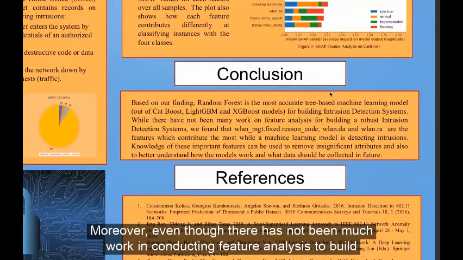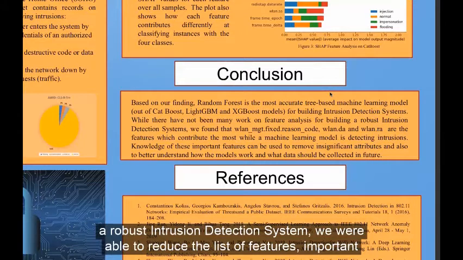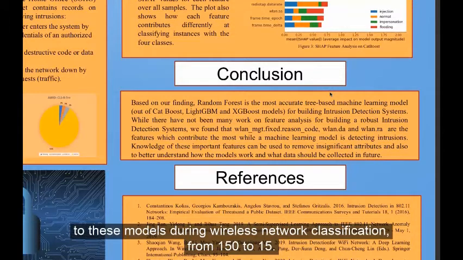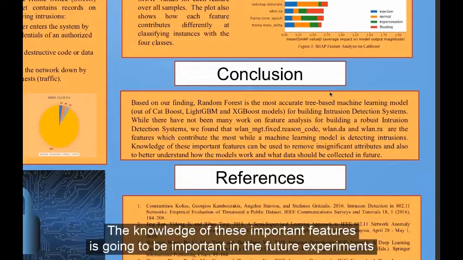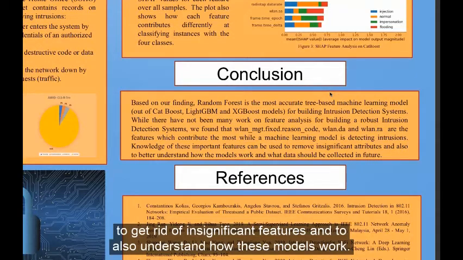Moreover, even though there has not been much work in conducting feature analysis to build a robust intrusion detection system, we were able to reduce the list of features important to these models during wireless network classification from 150 to 15. The knowledge of these important features is going to be important in future experiments to get rid of insignificant features and to also understand how these models work.